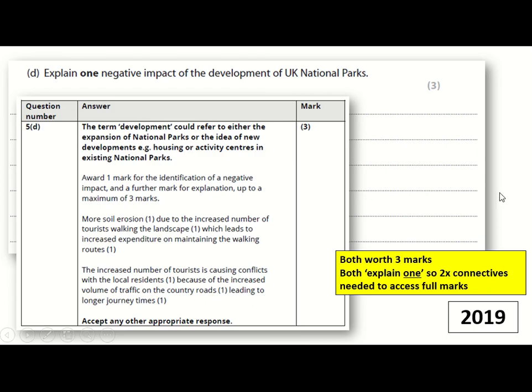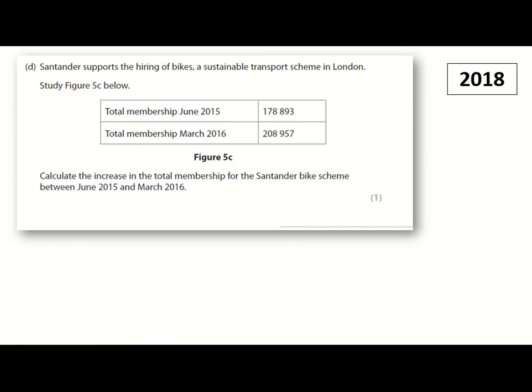There is a pattern absolutely between these 2 papers. There's no reason to suggest why, when you do yours, it won't be the same pattern. Now, do you remember I said to you, wait till question D for your calculate question from 2018? Here it is. Santander supports the hiring of bikes, a sustainable transport scheme in London. Study figure 5C. Calculate the increase in total membership from the Santander bike scheme between June and March.